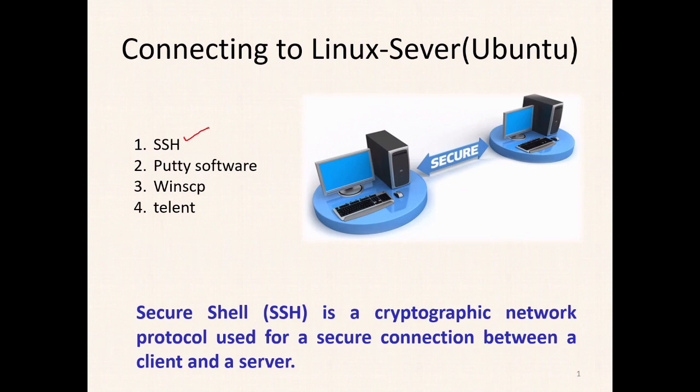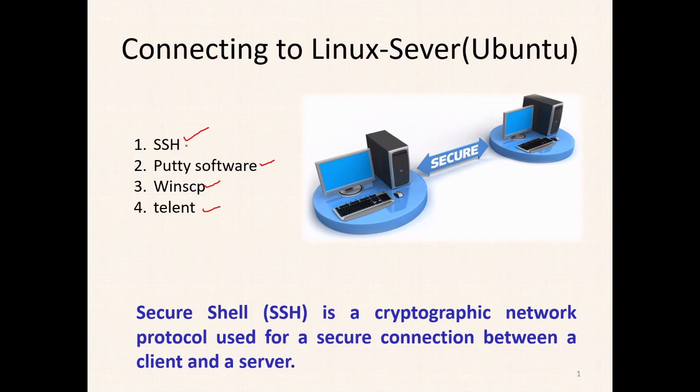These four ways: first one is the Secure Shell, SSH protocol. Next one is the graphical mode, GUI mode, that is used by using the PuTTY software. And next, this is also based on the GUI, and here it is WinSCP software, and Telnet, that is the command line mode we will use. So four ways we are going to learn here in this session.